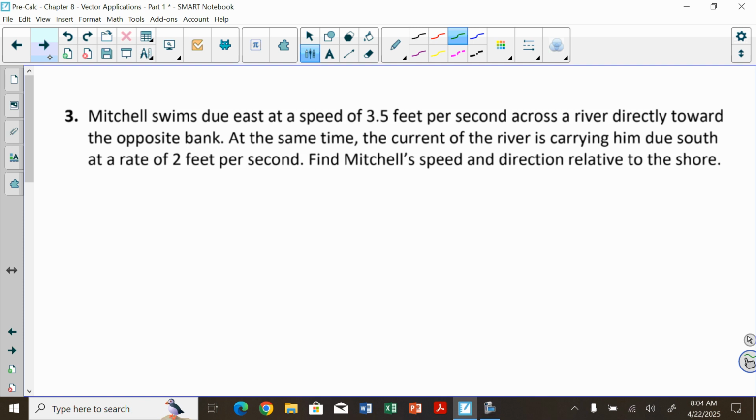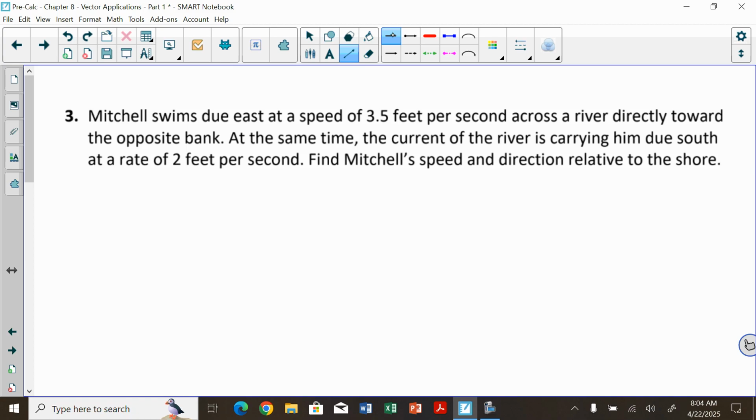This one's a little bit simpler as far as drawing the picture. Mitchell swims due east at a speed of 3.5 feet per second and goes across a river directly towards the opposite bank. At the same time, the current of the river is carrying him due south at a rate of 2 feet per second. So we want speed and direction here.